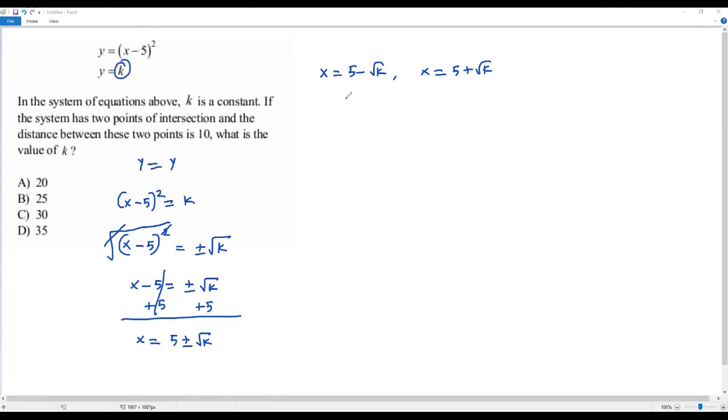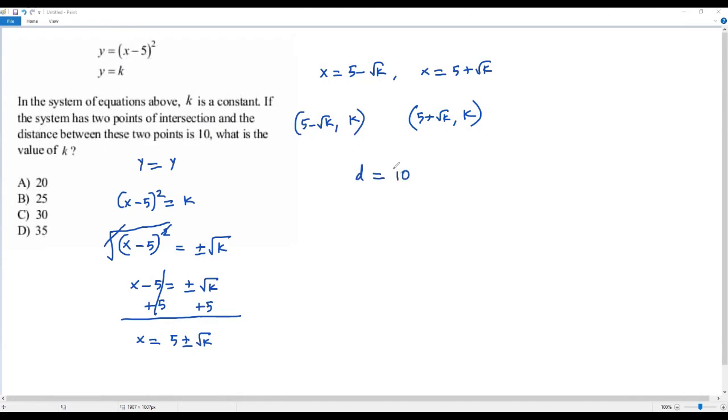Now we can write the 2 points of intersection of the graphs of the two equations. Okay, the first point is (5 − square root of k, k). Actually, the y coordinate is the same for both the points. Now let me write the second point of intersection. That is, the x coordinate is 5 plus square root of k, and the y coordinate is the same, that is k. And the question says the distance between the 2 points of intersection is 10. Here let me consider that information. That is, the distance between the 2 points of intersection is 10.